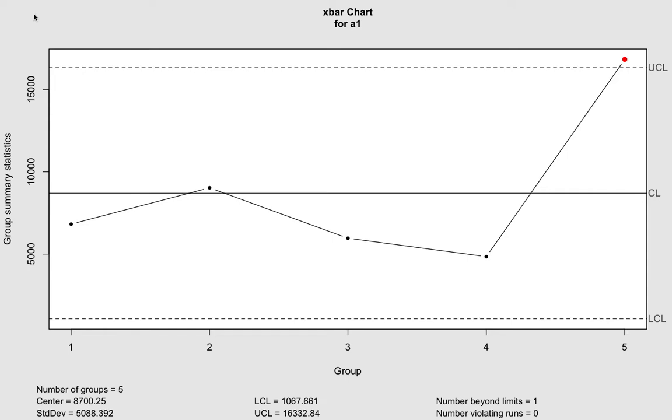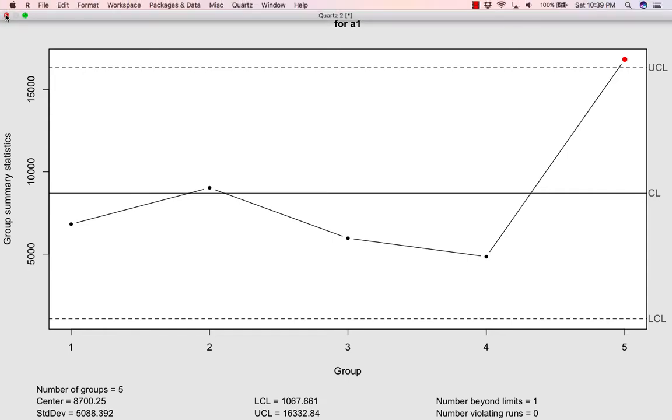Our center is 8,700. That's our mean, so that's the mean over the whole data set. The standard deviation is 5088. We have our lower and upper control limits, and one beyond the limit. So typically what you would do then is go back into the process. You might have an operator that's not doing his or her stuff. You might have bad material. You need to go back in and check what's going on.